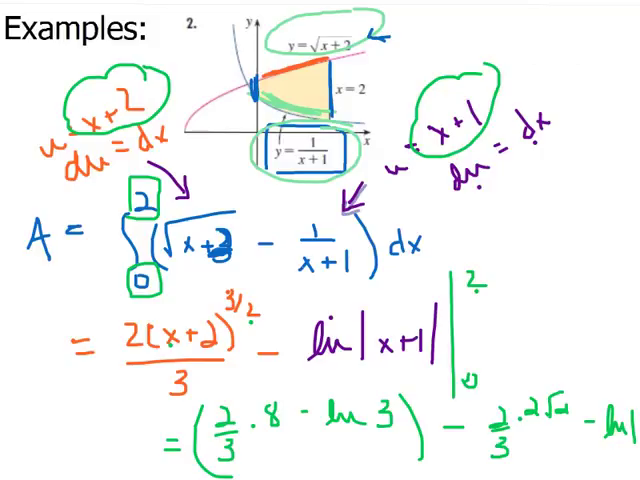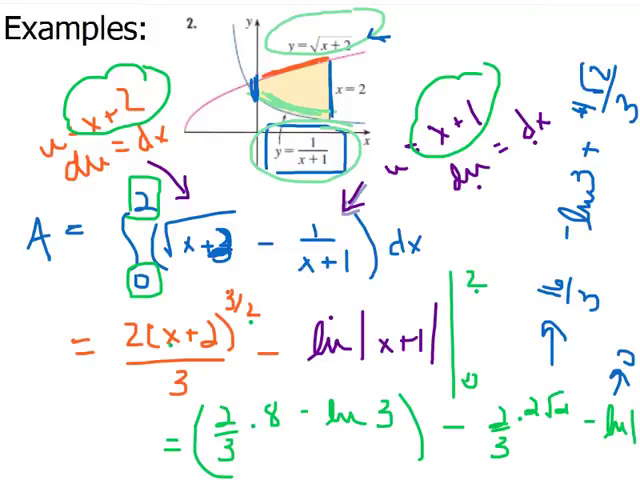And I'm a little bit out of room here, since I didn't leave an extra page in here, so I'll just go sideways. Sorry. So what do we have? 16/3 minus the natural log of 3 plus 4 times the square root of 2 over 3, and the natural log of 1 is 0. So I can leave it like this.